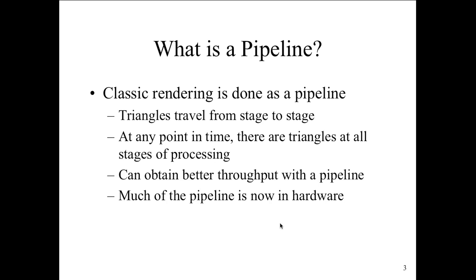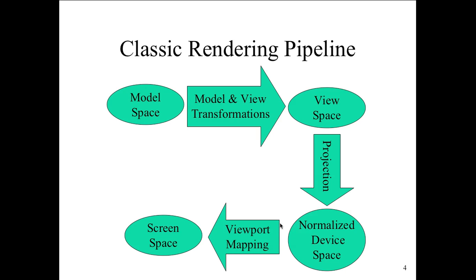You can obtain better throughput with a pipeline, and much of the pipeline is now in hardware, where it's actually supported by hardware if it's not in hardware itself. When we talk about hardware, we talk about graphics cards. So the graphics card is actually doing this. The GPU, the graphics processing unit on the graphics card, is the power behind the pipeline. It's where the pipeline is actually getting its cycles from in terms of its processing.